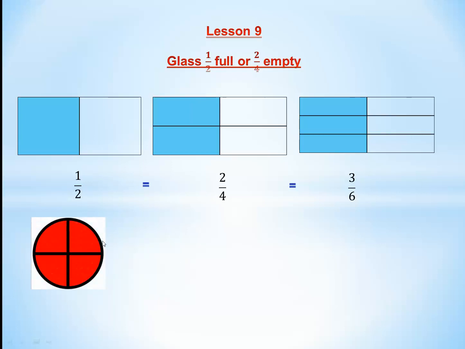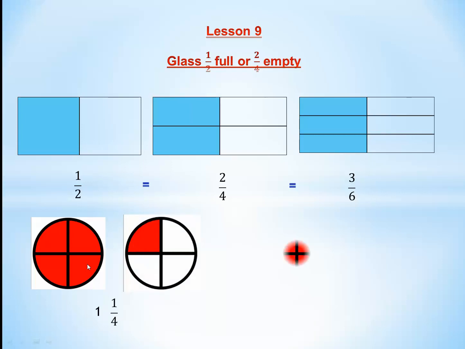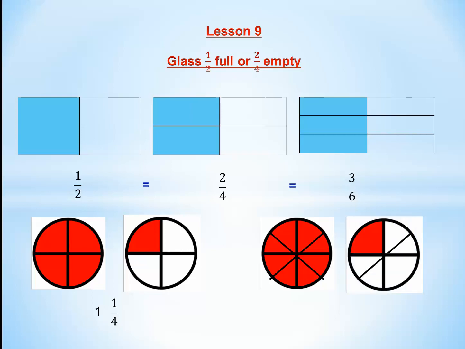Here we have 1/2 and a quarter. Here we have 1/2, but I divided it into 8 parts, so it will be 1, and here also into 8 parts, so it will be 1 and how many parts? 2/8. It means 1 and 1/4 equal 1 and 2/8. Why? Because 1 times 2 equals 2 and 4 times 2 equals 8. They are equal.